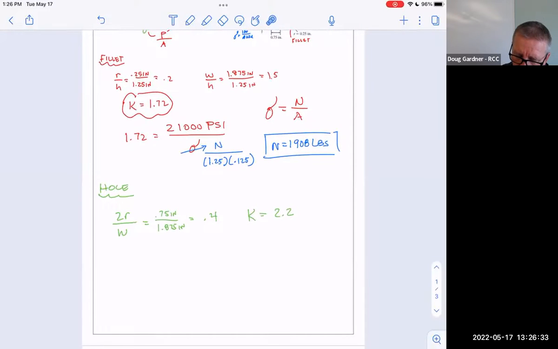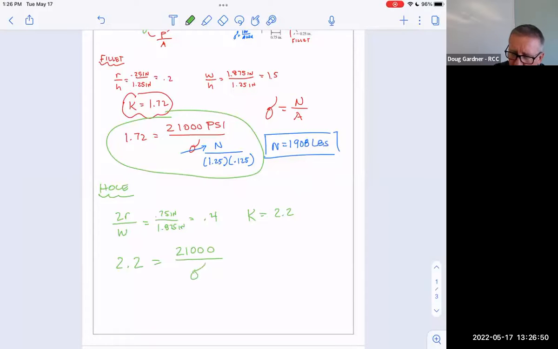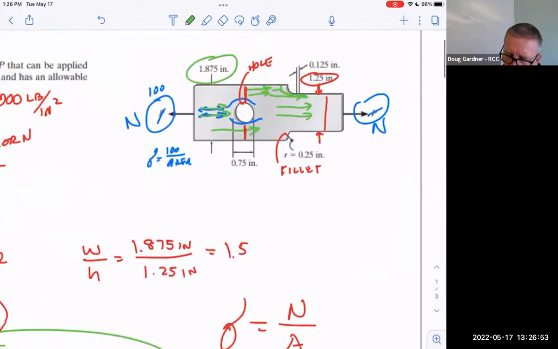And I say, okay, cool. That means 2.2 K, just like last time. So I'm doing the same thing I just did over here, is 21,000. I'll leave the units off this time because I know it's PSI. And then divided by, well, sigma again. But what's sigma over there? What do you think sigma over here is going to be?